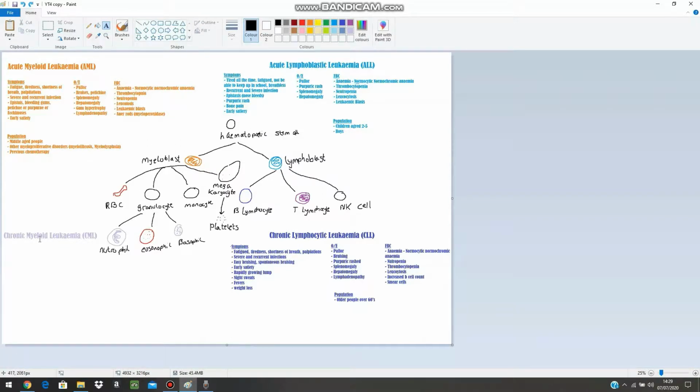Myeloid, we know it's going down that myeloid lineage again, and leukemia means we're going to have lots of white cells in the blood. Thus, chronic myeloid leukemia is a condition where we're going to have lots and lots of white cells of the myeloid lineage in the blood. And this time, unlike last time of immature cells, we actually end up having mature myeloid cells in our blood. So how does this happen?